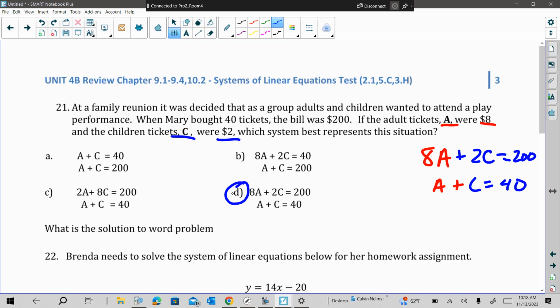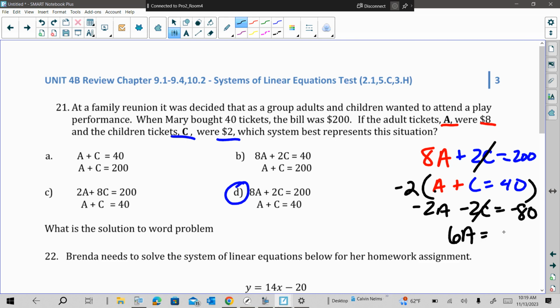Now, to solve this word problem, which method would be the best? Elimination. Which variable would you want to eliminate, the A's or the C's? The C's. I would do that by multiplying by negative 2. So this is negative 2A minus 2C equals negative 80. The C's are going to eliminate, and A plus the negative 2A is going to leave me with 6A equals 120. And then all we have to do is divide by 6, and that's our number of adult tickets.